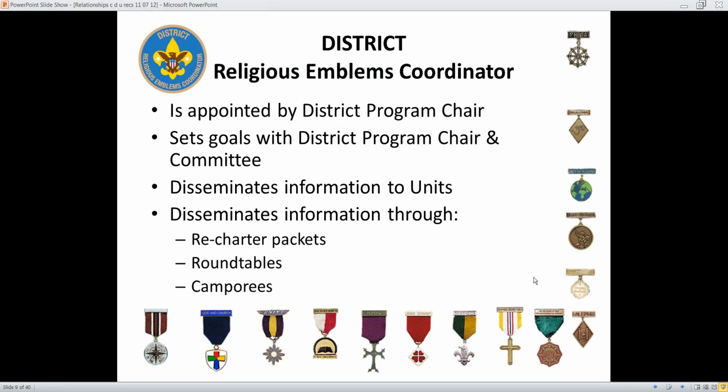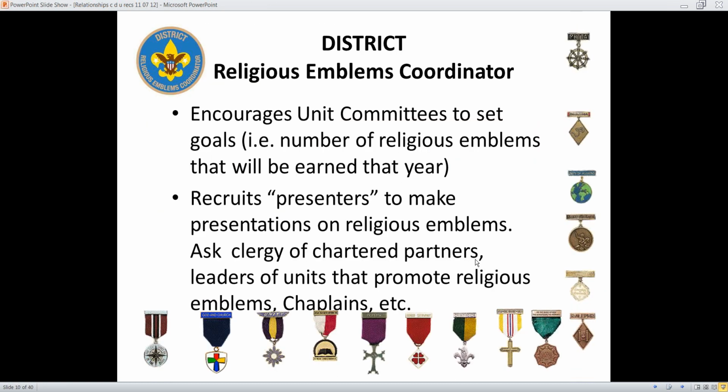If you happen to be a district religious emblems coordinator, you're aware that you were probably appointed by the district program chair, and you set goals with the district program chair and the committee. And then you certainly will disseminate that information to the units using all kinds of tools. Some of the ones that have been suggested are recharter packets, roundtables, and camporees. The district REC encourages unit committees to set goals, that is the number of religious emblems that will be earned, and specifically the Unit Religious Emblems Coordinator on the unit committee. The district REC also recruits presenters to make presentations and asks clergy of chartered partner groups and leaders to promote religious emblems, and now with the help of the Unit Religious Emblems Coordinator and, of course, the unit chaplains.